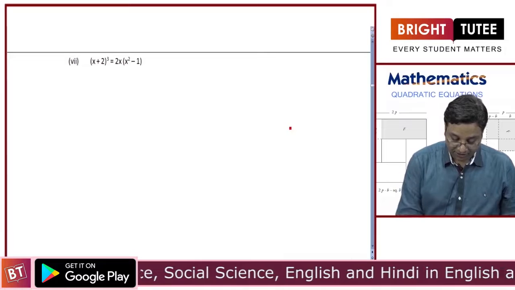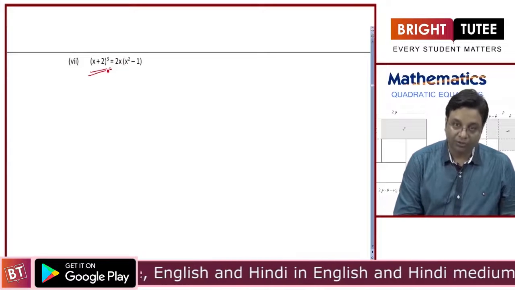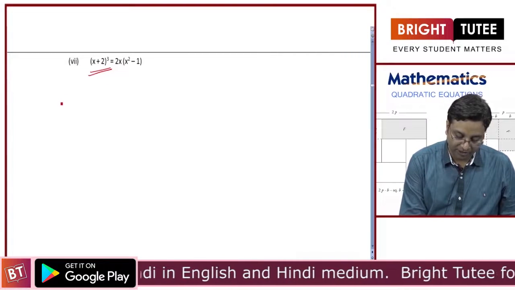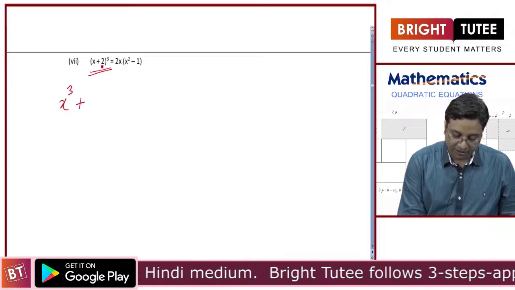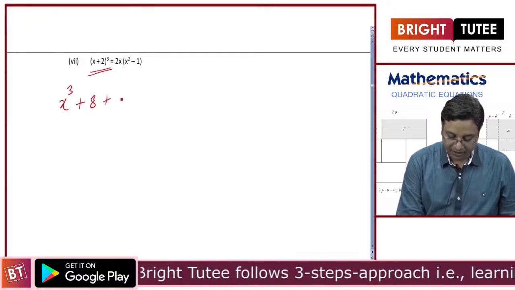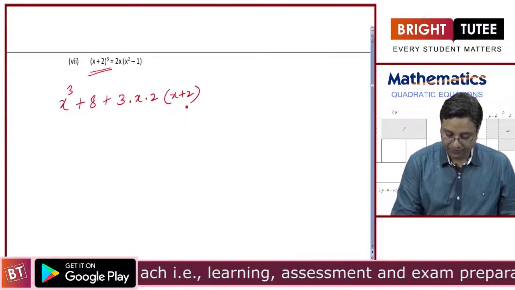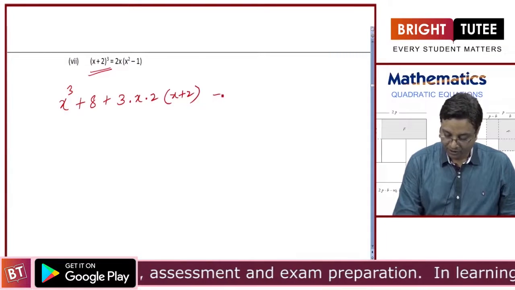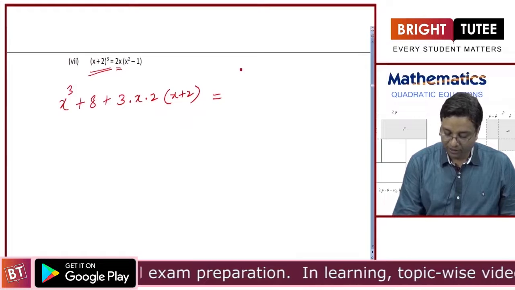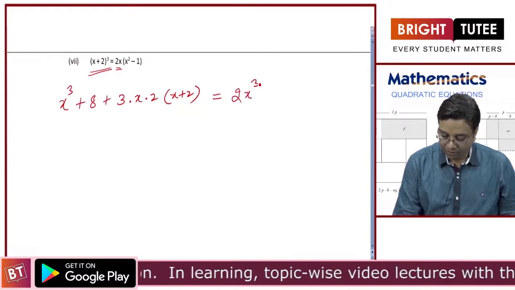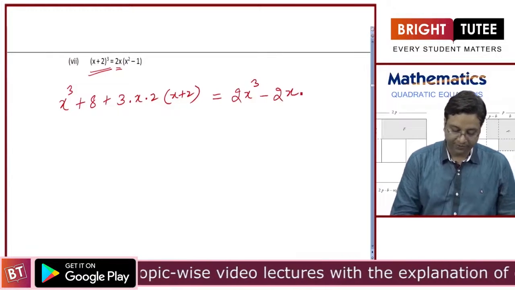Now let's look at this one. We have x plus 2 cubed. So let's solve the cube part first. x cubed plus 2 cubed is 8, plus 3 into x into 2, into x plus 2. This is my left hand side. On the right hand side, when I multiply this 2x, it will give me 2x cubed minus 2x, right.